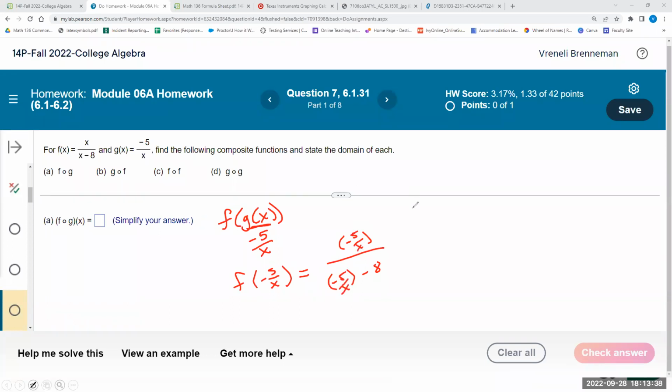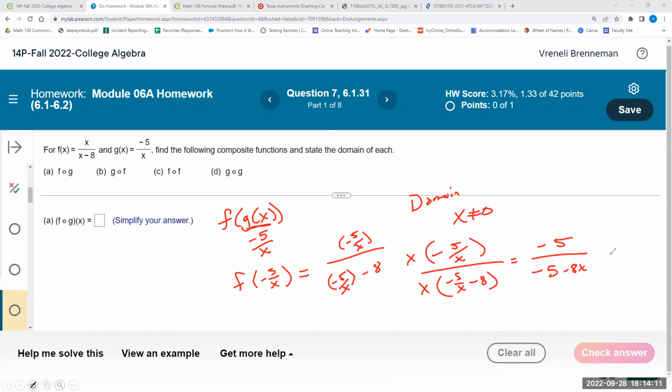Now for the domain, because I have to plug into g of x first, x can't be 0 because that couldn't go into g of x, right? When we have anything on the denominator, it can't be 0. But then when I actually simplify this, so I have -5 over x, I'll just multiply the top by x and the bottom by x to simplify this. So I get -5 over -5 minus 8x, and I can make that all positive. So 5 over 5 plus 8x, something like that.